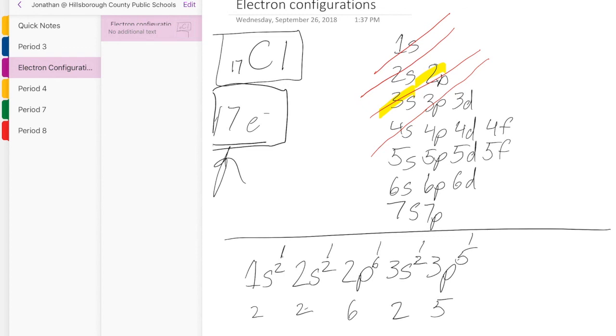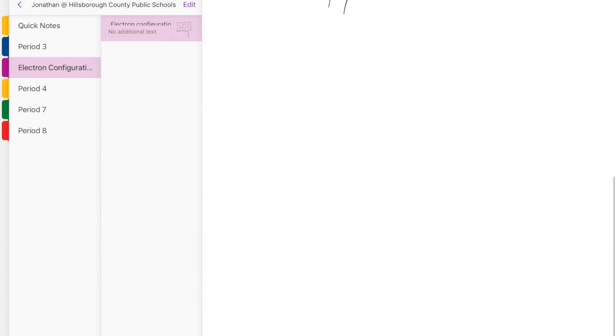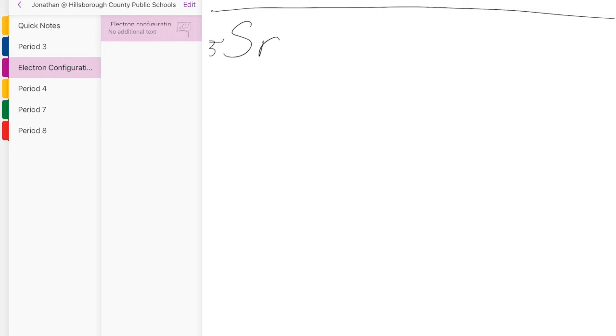This time it's going to be with strontium. So I'm going to scroll down here and do strontium. Strontium is element number 38, so it has 38 electrons. So we're going to need to do the same process again.